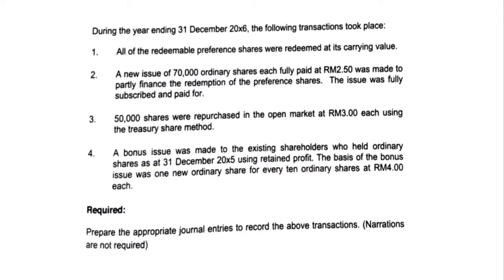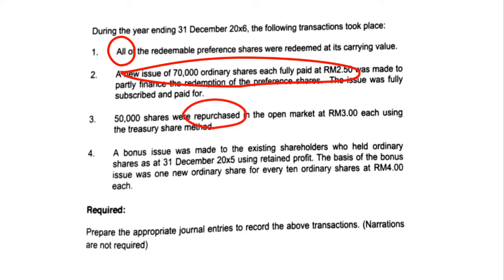So there are 4 additional information. So one is all redeemable preference shares. So all of the preference shares RPS will be redeemed. Number 2, a new issue for the purpose of the redemption. 70,000 ordinary shares was sold at 2 ringgit and 50 cent each. 50,000 shares were repurchased at 3 ringgit and will be kept as treasury shares.